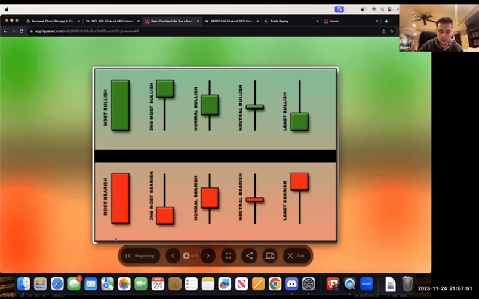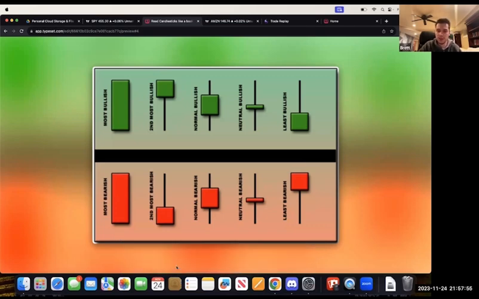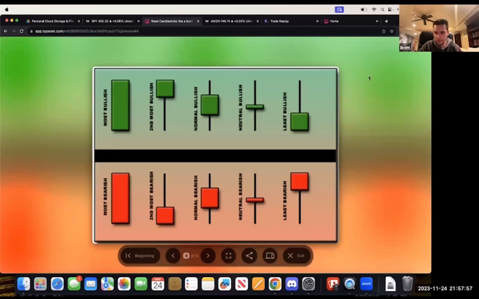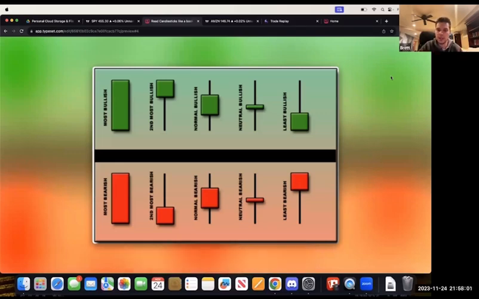Okay. Does everybody have an understanding of what I mean by bullish and bearish candles based upon what we just talked about here? Does everyone have a good understanding of what I consider to be bullish and what I consider to be bearish based upon the last 10 minutes? Make sense?